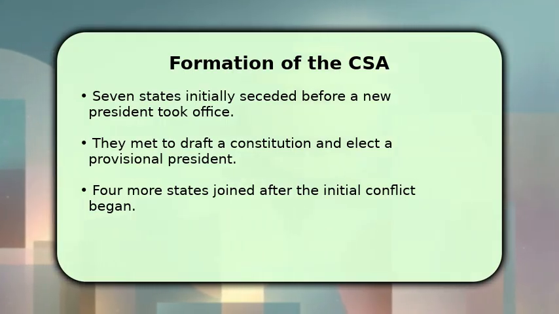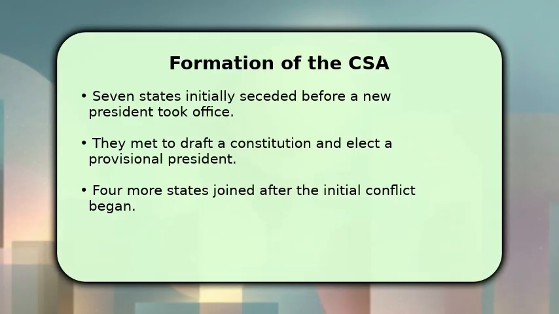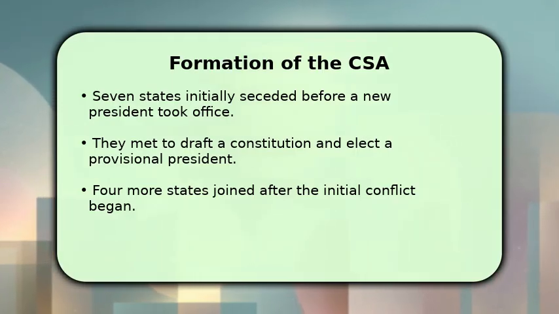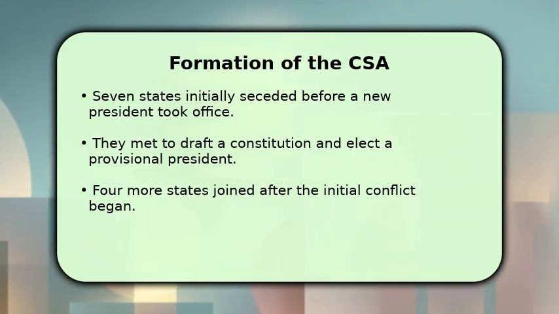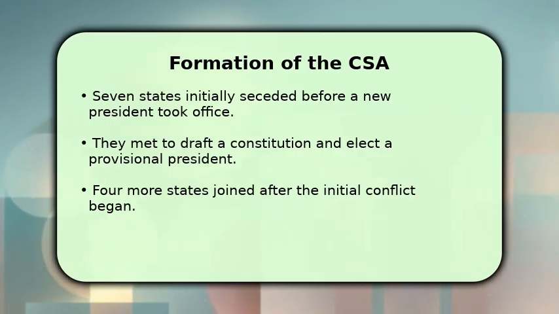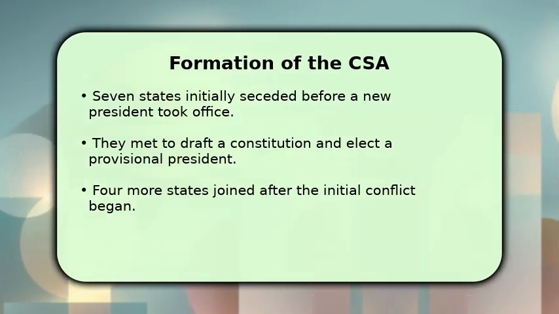Following their declarations of secession, representatives from the initial 7 states met to formally establish a new government. They drafted a constitution that largely mirrored the United States Constitution, but explicitly protected states' rights and the institution of slavery. A provisional president was elected to lead this new entity, the Confederate States of America.